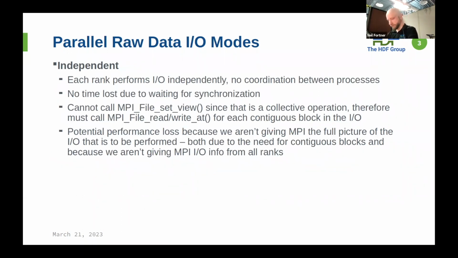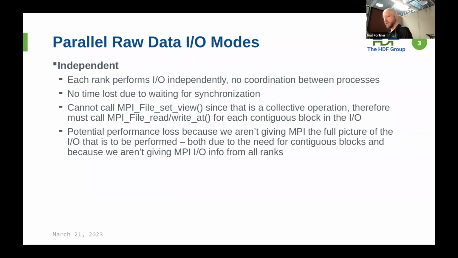So we also support parallel MPI-based access to HDF5 files, where more than one process is accessing the file simultaneously. And we have a few different modes for this parallel data access. The first one, the most basic one, is independent, and that's basically where each process acts as if it's by itself. So each rank performs I/O independently, and there's no coordination.